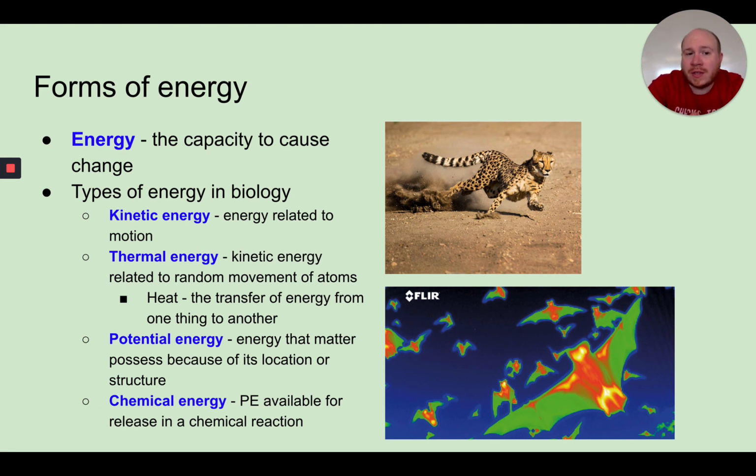Potential energy is energy that matter possesses because of its location or structure. So an example might be a car at the top of a hill, which might have a lot of potential energy. Now it's not moving, but if you let the parking brake go and the car rolls down the hill, it changes that potential energy into kinetic energy. And then finally, we also are going to be looking at chemical energy. This is potential energy available for release in a chemical reaction. So a lot of biology and energy is stored in these different molecules that can later be broken down into energy, which is going to end up being ATP.